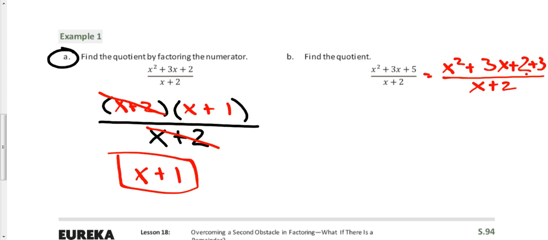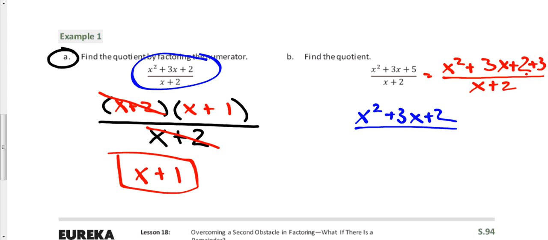Okay? Now, when I do that, I can express this as 2 fractions, can I not? I'm going to show you. It's because of this. Because I can rewrite this as x squared plus 3x plus 2 all over x plus 2, and then plus 3 over x plus 2. I can do that too, yes? Who follows what I did there?